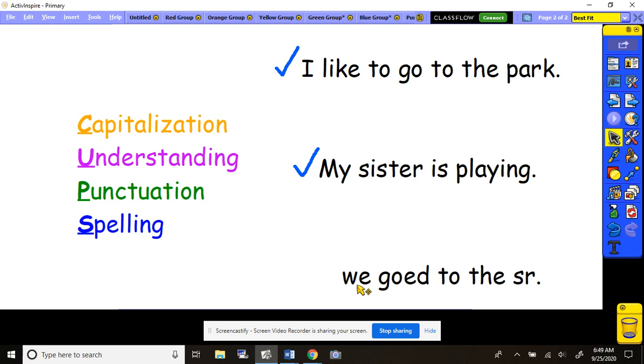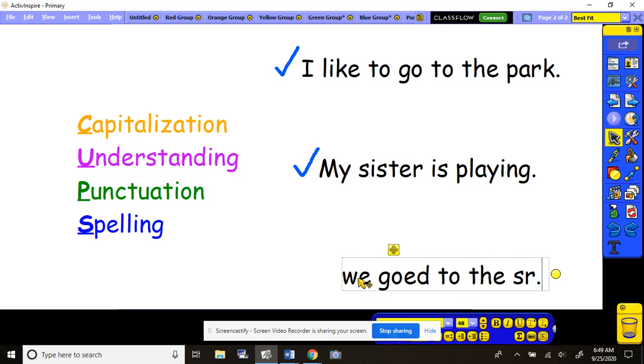Okay, the sentence says, we goed to the, and I guess that says sir, because those are the two sounds I see, sir. We goed to the sir. All right, let's start from the beginning. I'm sure you're like, oh, look at all those mistakes. But let's start with the C, capitalization. So the beginning of your sentence always should begin with a capital letter.